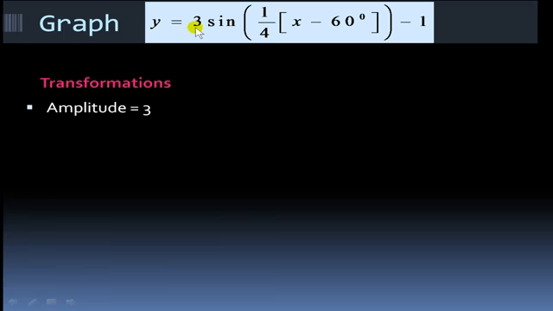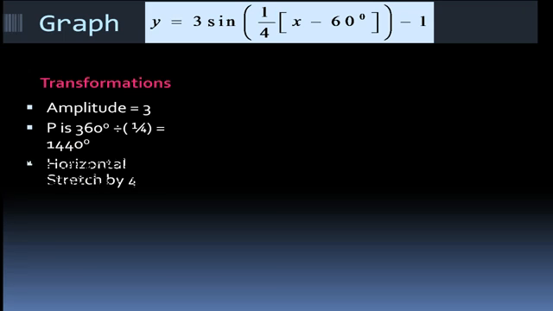The amplitude is 3. A vertical stretch by a factor of 3 has occurred. To find the period, take 360 degrees divided by 1/4, and that means the period is now 1440 degrees. It means that a horizontal stretch by a factor of 4 has taken place, like so.